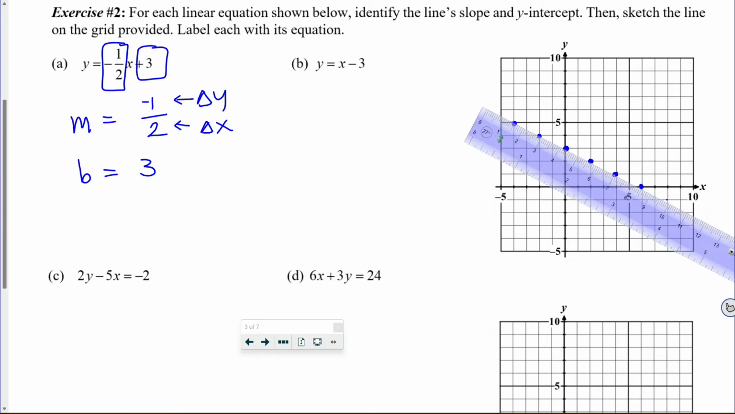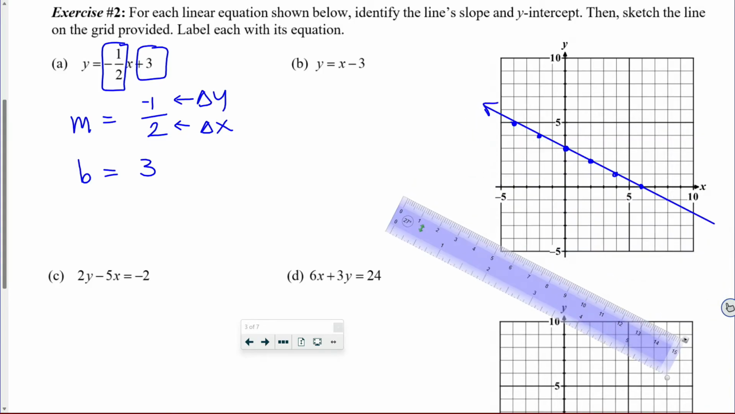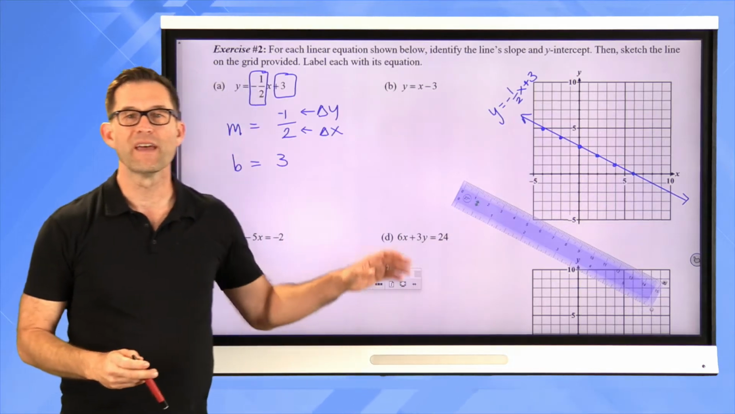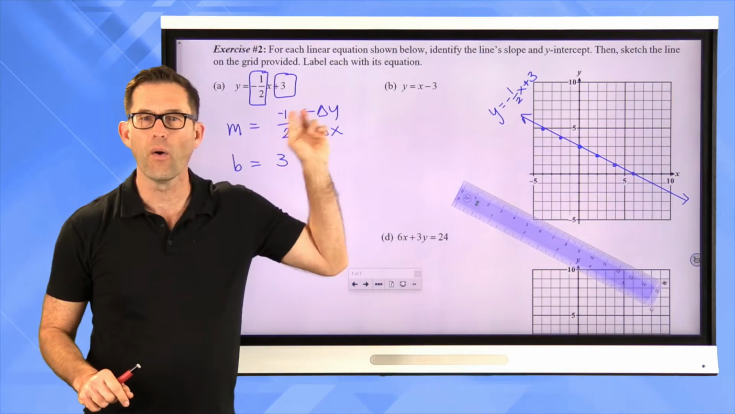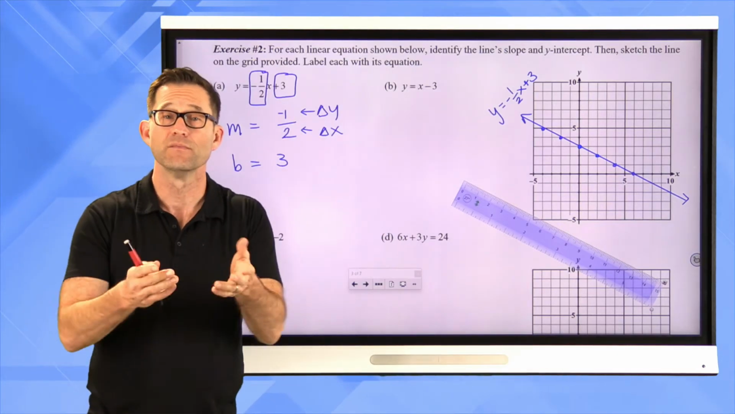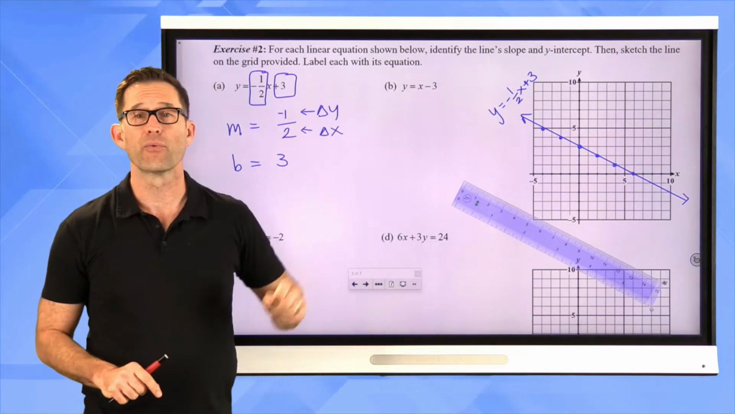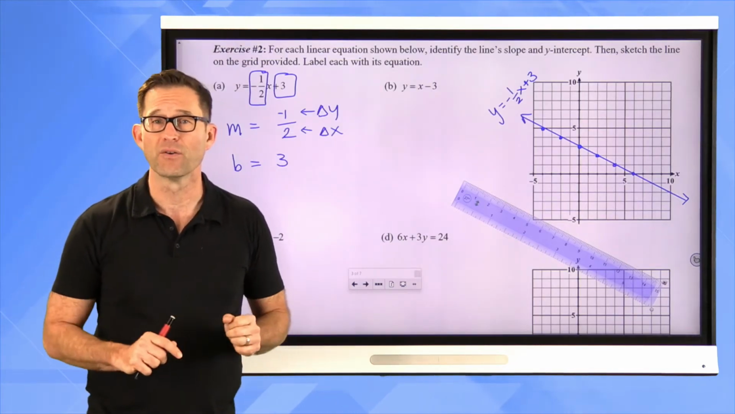And then I can plot my line, hopefully with a nice straight edge. And I get something that looks like that. I should always make sure to label my lines with their equations. Y equals -1/2 x plus 3. Now, of my 4 examples in exercise number 2, that is the most straightforward one because I can literally see, oh, I've got -1/2 multiplying x, that's my slope. Then I've added 3 onto the end of the equation, that's my y-intercept.